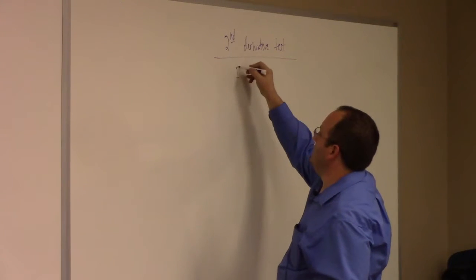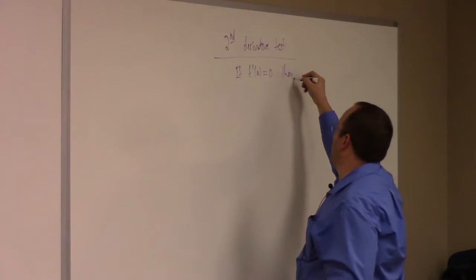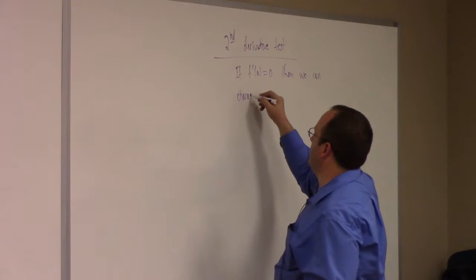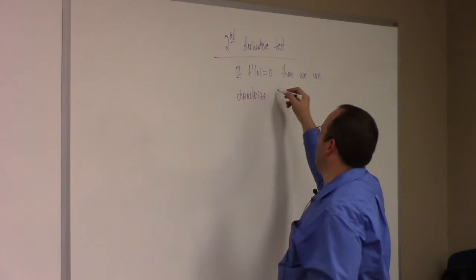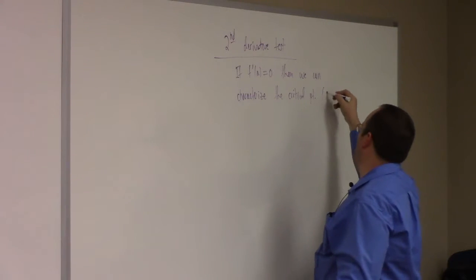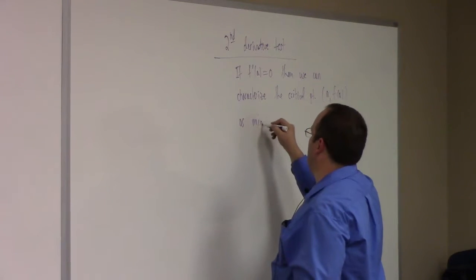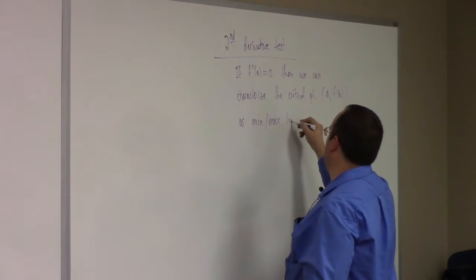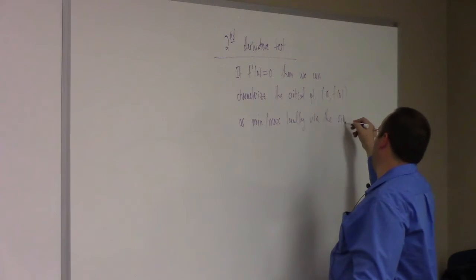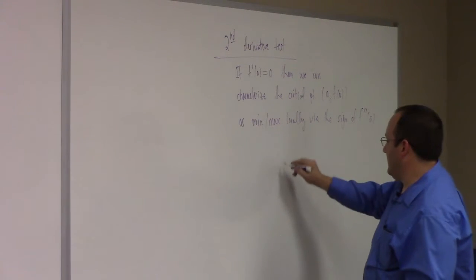It says what? If f prime of a is equal to 0, then we can characterize the critical point (a, f of a) as a minimum or maximum locally via the sign of f prime prime of a, right? And to think about it.